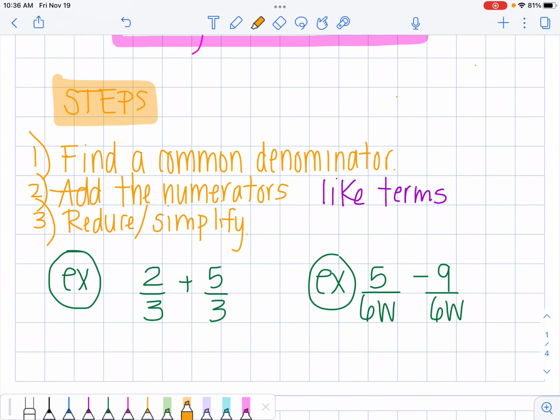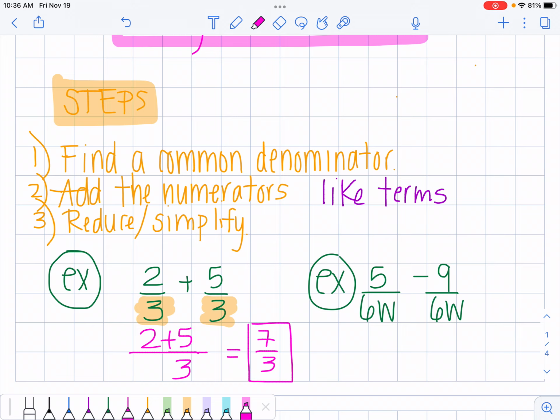So just a quick reminder. Down here on this first example, 2/3 plus 5/3, my denominator is the same. So when I add a fraction together, my denominator stays 3. I don't do anything to it, and I add together the tops. So this becomes 2 plus 5 all over 3, and 2 plus 5 is 7. So this answer would be 7/3.